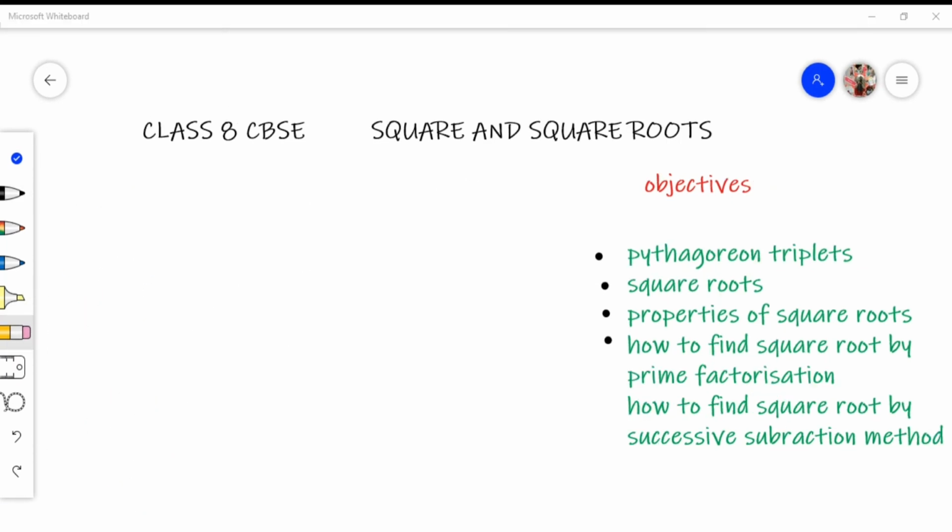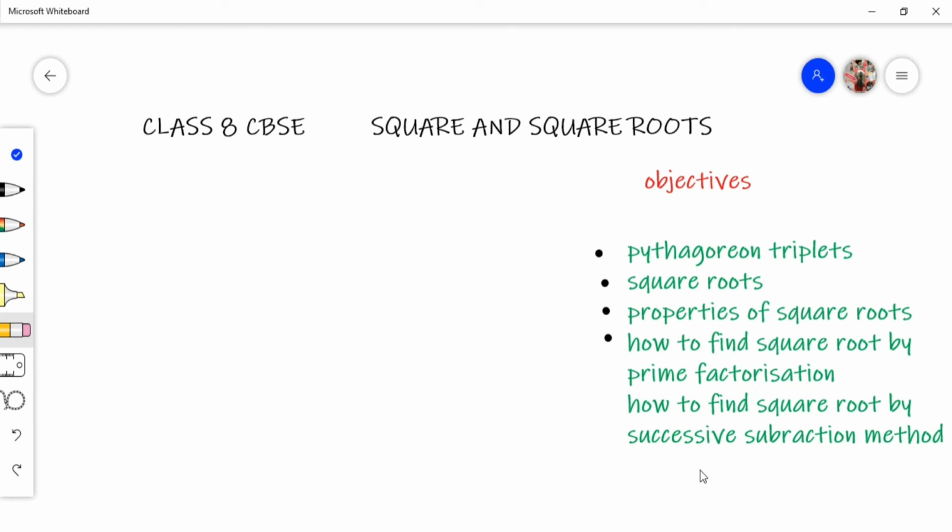So now we have the last method, that is how to find square root by successive subtraction method. So this is a very easy method. It's quite long sometimes, so you can use the LCM method also, and you can use this method also to find the square root. First of all, let me say the steps for this successive subtraction method. You can also say repeated subtraction method.